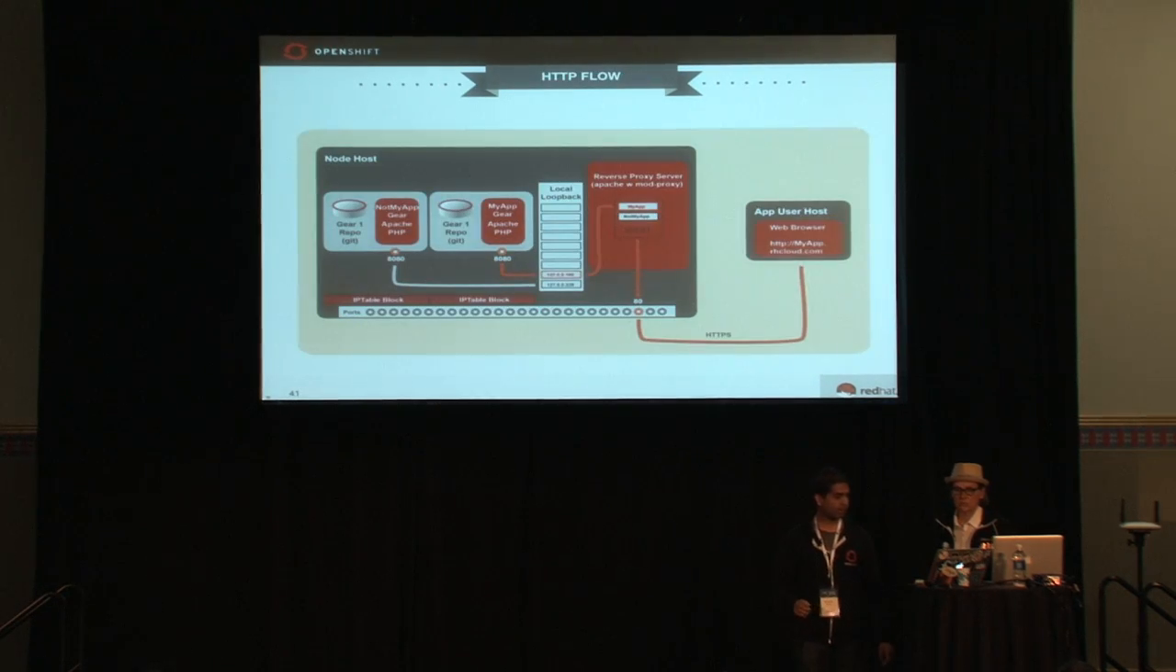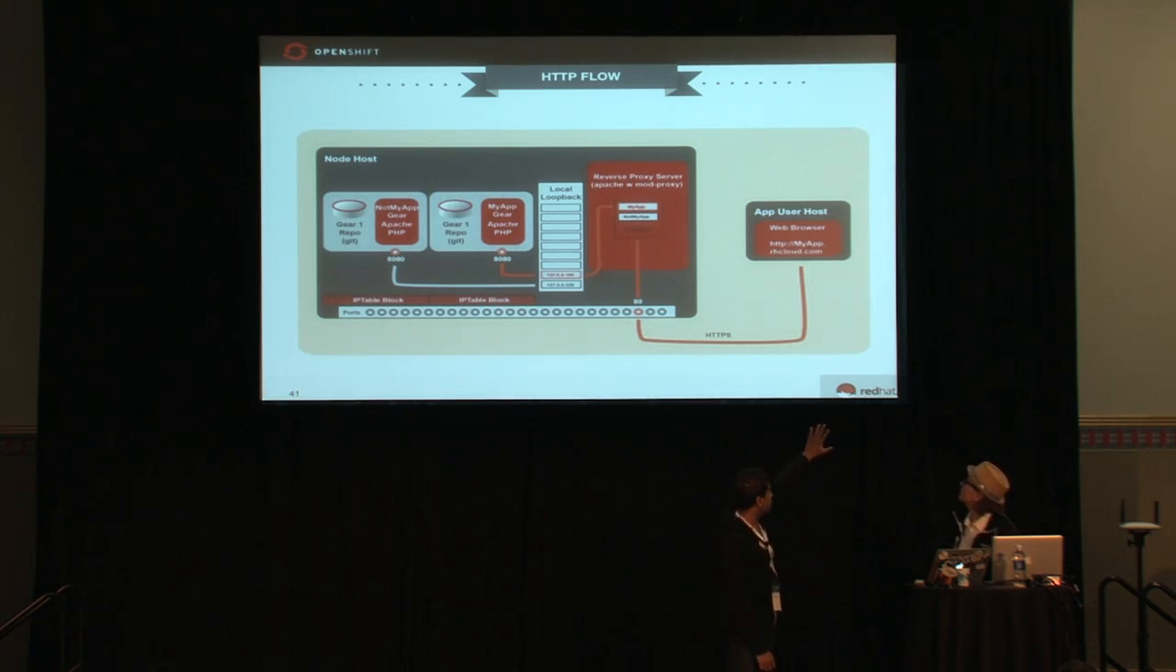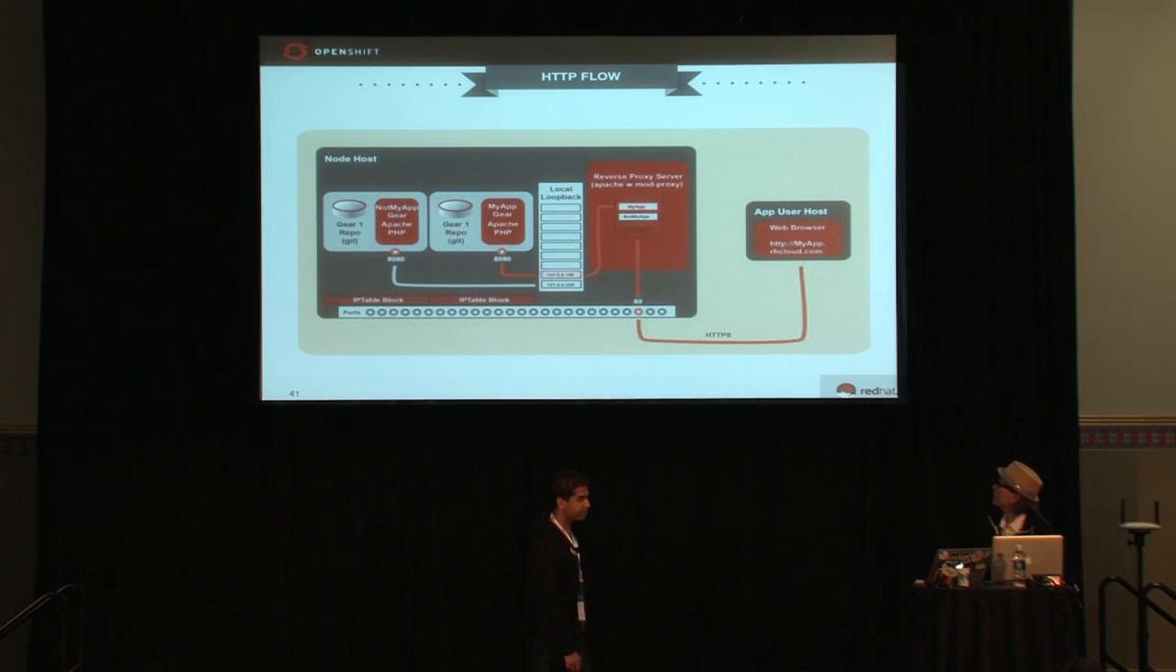Once everything is set up, this is basically what it looks like. You have an incoming request on this side. It hits our front end web server. That does the virtual host mapping from the incoming request to which gear it has to go to, and that gets routed to the gear it's on.